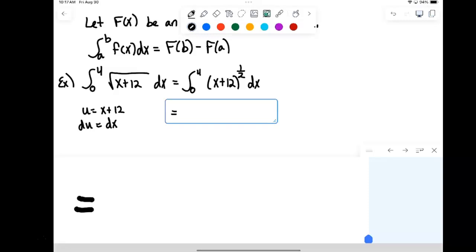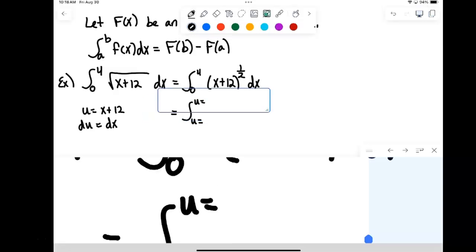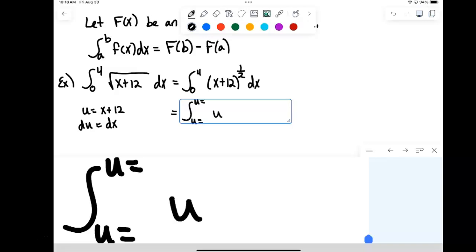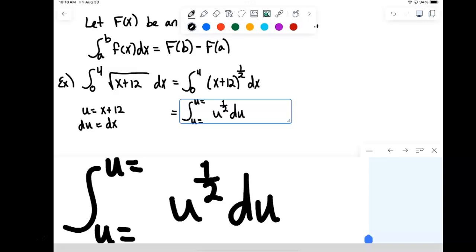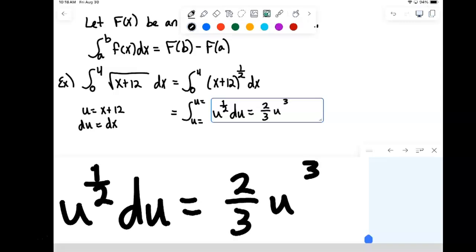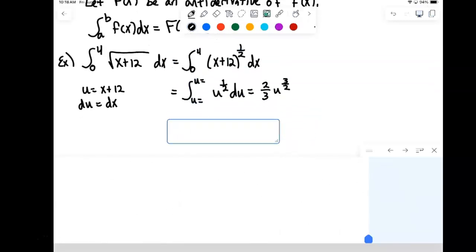Now those limits 0 to 4 were limits in terms of x. So I'm actually just going to leave it blank for the moment, because we could go back and compute u when x is 0 and compute u when x is 4 if we want. Or we can just always convert back to x later on. And in this particular example, I just want to wait and convert back to x later on. So we have u to the 1/2. And so simplifying here, the integral of u to the 1/2 would be 2/3 u to the 3/2. Okay. Now we don't worry about the plus c because we're dealing with a definite integral.